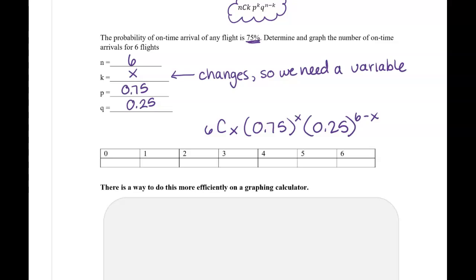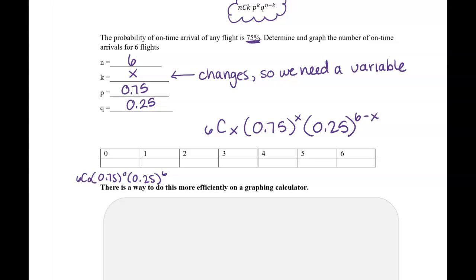So for example, to get this first one, 0, you would do 6C0 times 0.75 to the 0 times 0.25 to the 6 minus 0, which is 6. And then for the 1, you would do 6C1 times 0.75 to the first times 0.25 to the fifth. And you know what, actually, it's pretty torturous to do all 6. Do me a favor and just do like 0, 1, and 2. Pause the video and do that for me.